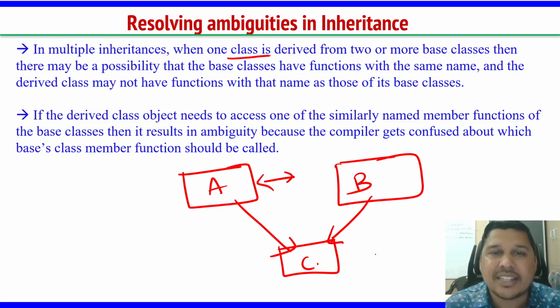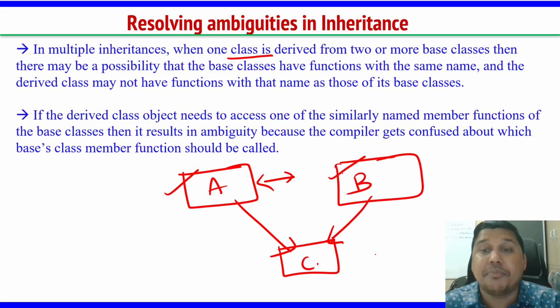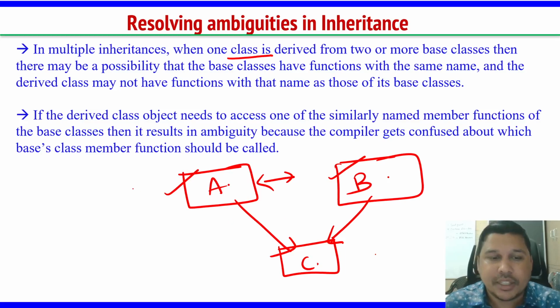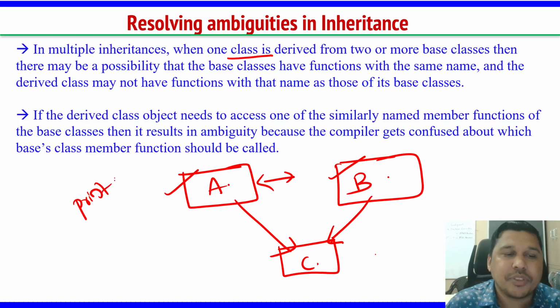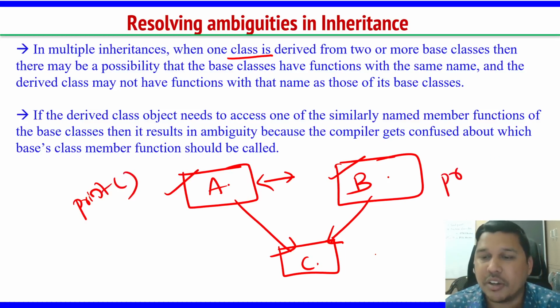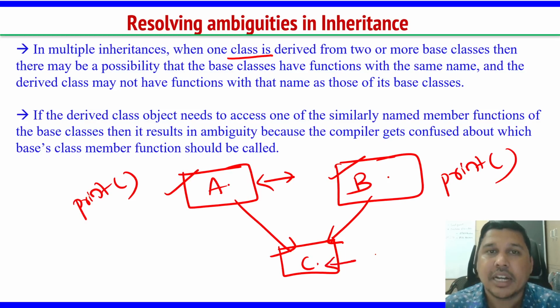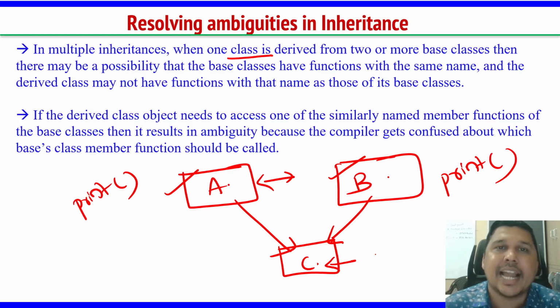When one class is derived from two or more base classes, both base class A and base class B might have the same function. Both class A and B can have the same function. This one has a function print and this one has another function print. And from where is class C derived? Class C is derived from class A and class B.